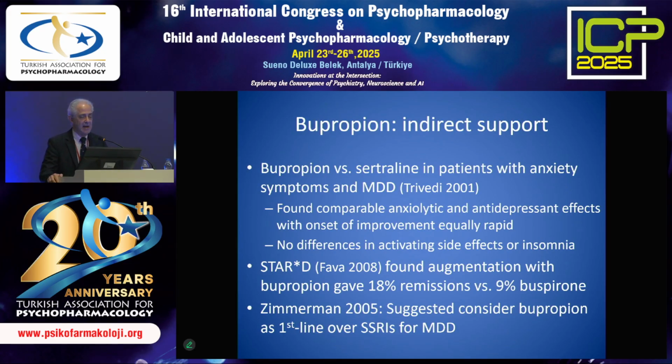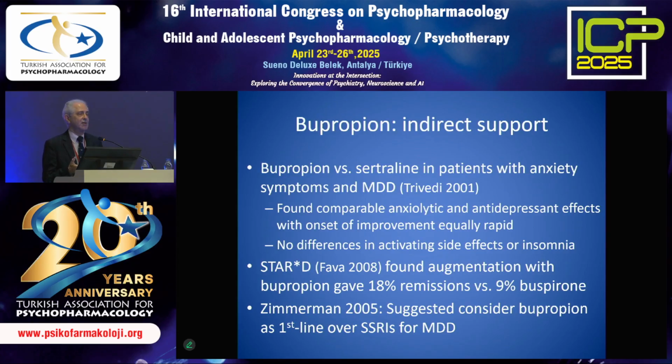For example, there have been a number of studies of bupropion compared to sertraline for people with major depression and anxiety. And in those studies, reviewed by Trivedi, they found comparable anxiolytic and antidepressant effects with the bupropion and the sertraline. No difference in insomnia or other activating side effects between the SSRI and bupropion.